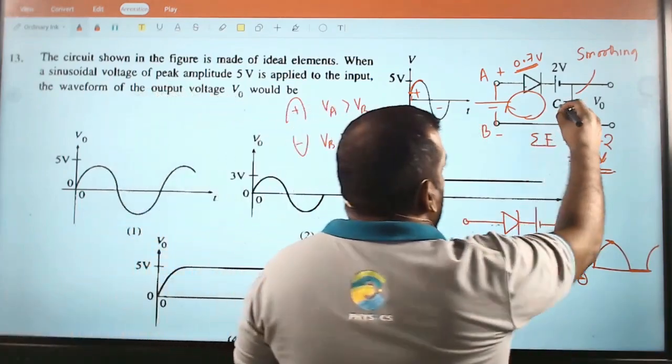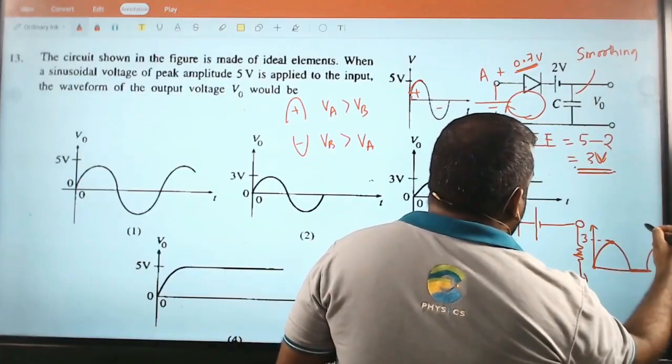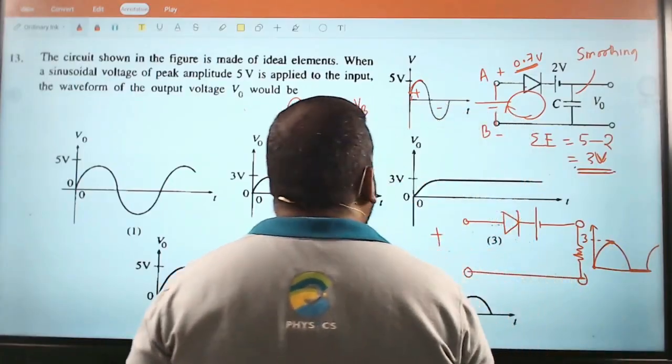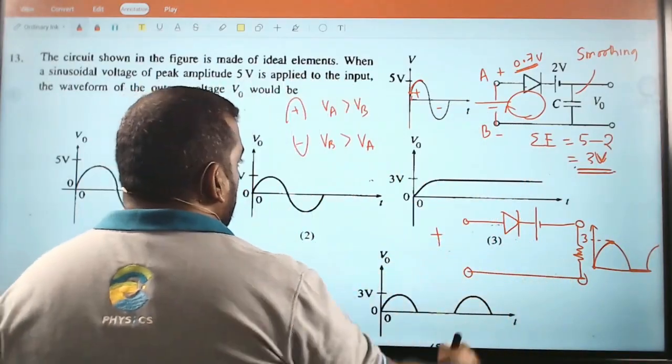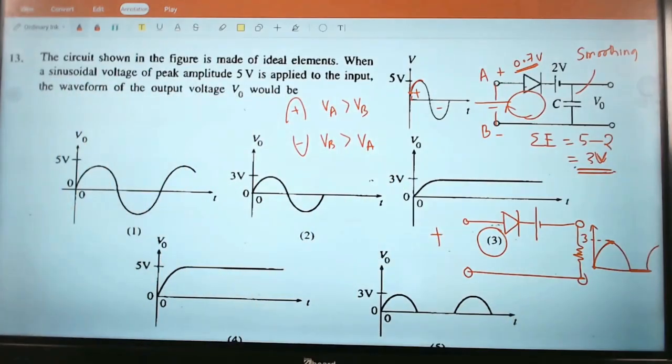But since there is a capacitor, the capacitor will charge, discharge. So the smoothing curve will take place, which means the only correct answer is answer number 3. Okay.